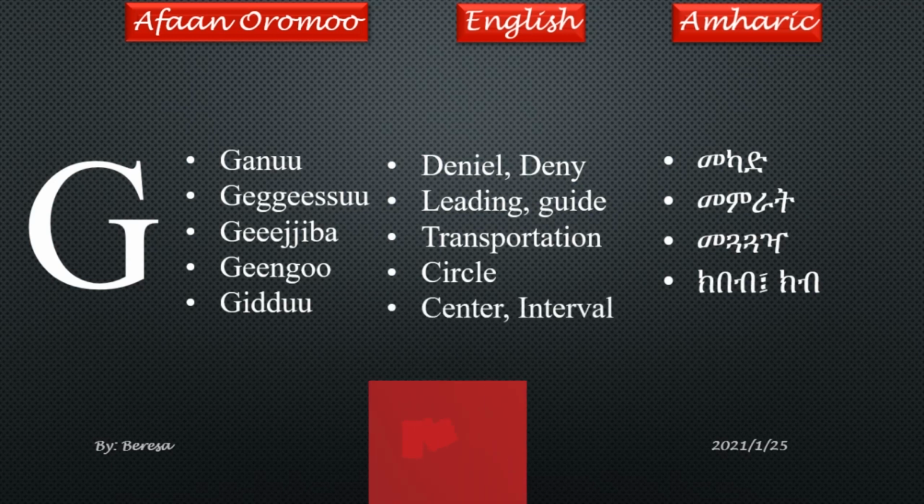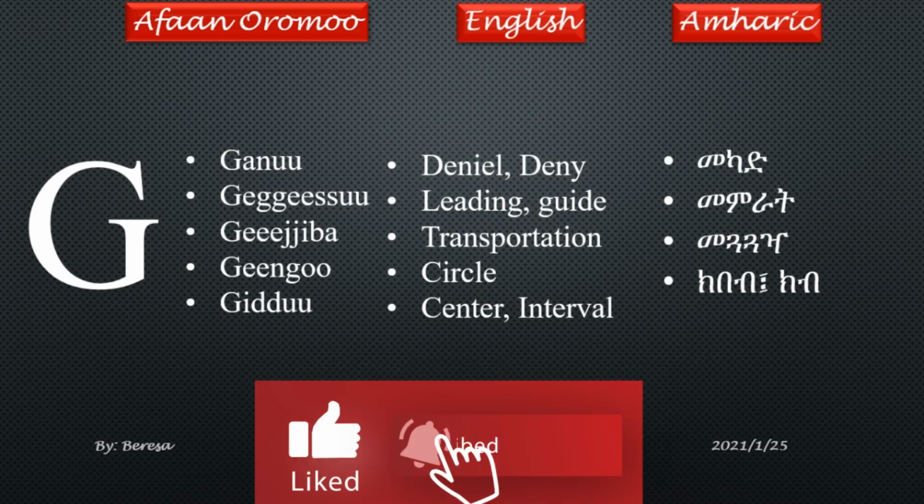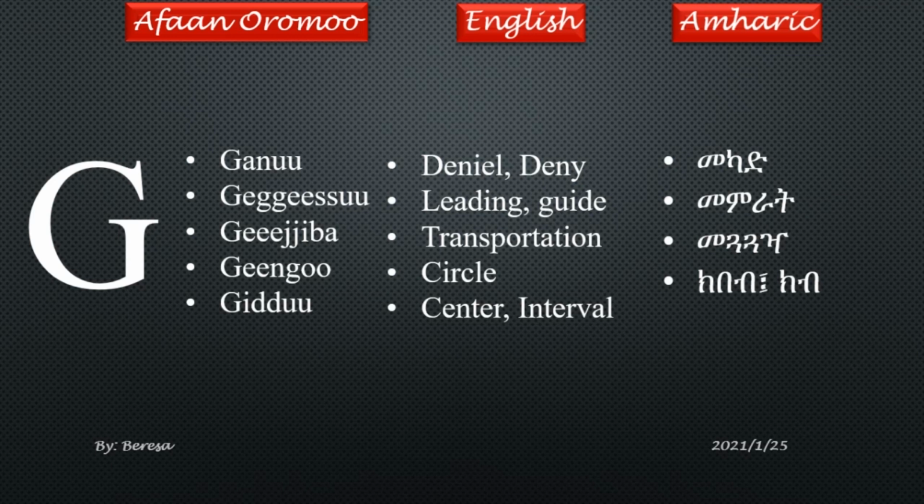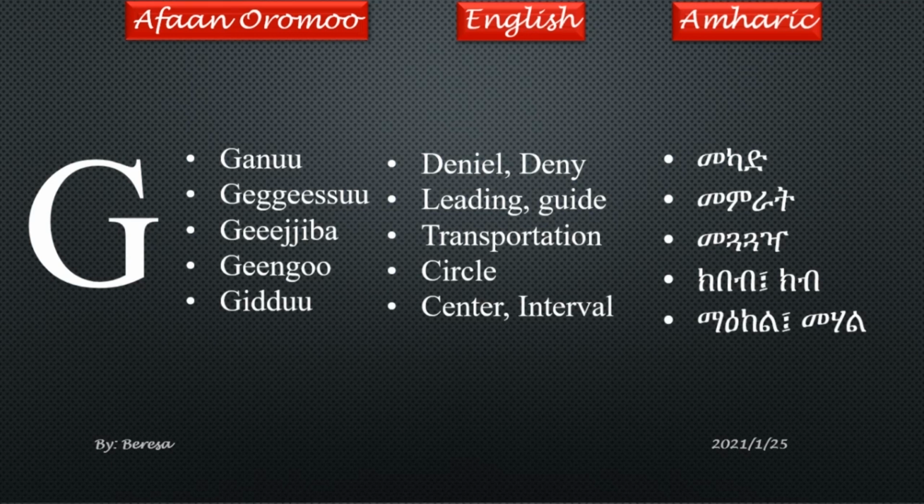Gidduu means in English center, or you can say interval, or you can say middle. There are a lot of words with the same meaning as center, interval in English. Also the same is true for Afaan Oromo. In case of Amharic, you can say መሃል.